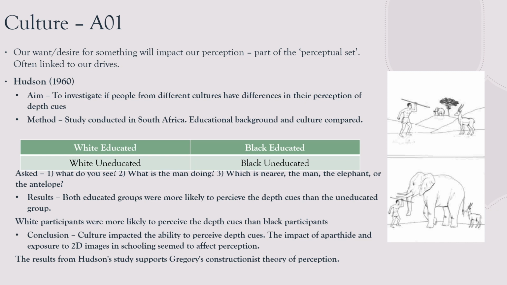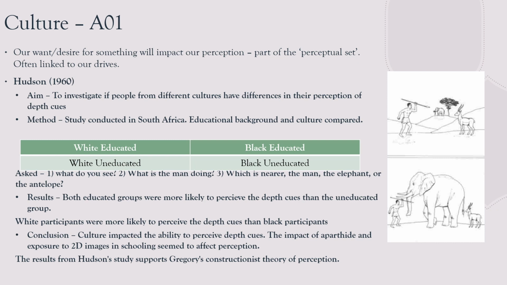So the perceptual set is the way our wants and desires impact our perception. Often it's our drives. So think of a hunger drive. We'll look at that later on. Think of a drive to breathe or drink. All of those things, just think of things that could potentially affect how you're taking in the world.